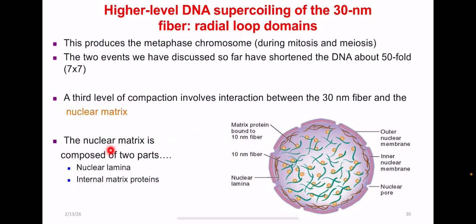The nuclear matrix is composed of two parts, the lamina and the proteins. The lamina is at the periphery. These brown things, just beneath the nuclear membrane, are called the nuclear lamina, and the yellow stuff are the nuclear matrix proteins. So we need interactions with these two. Depending on what the chromatin binds to or interacts with will determine the nature of the chromosome.